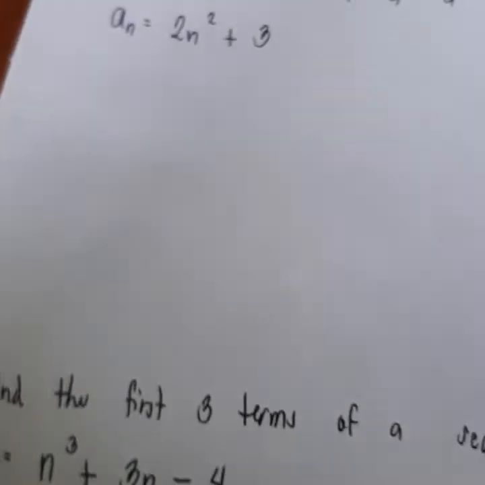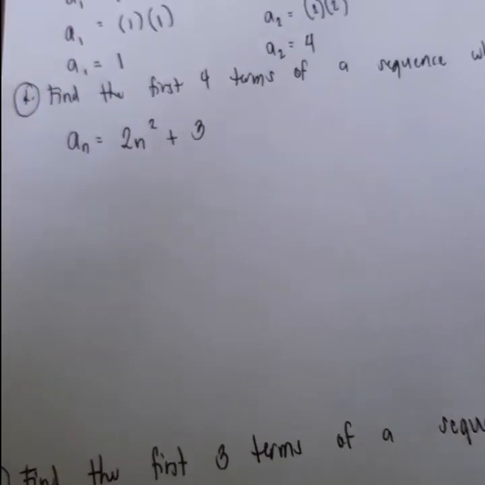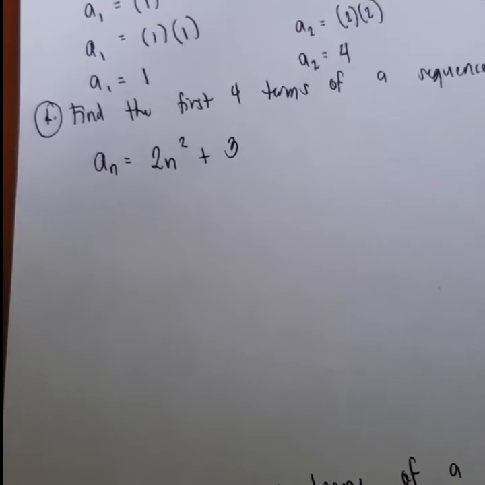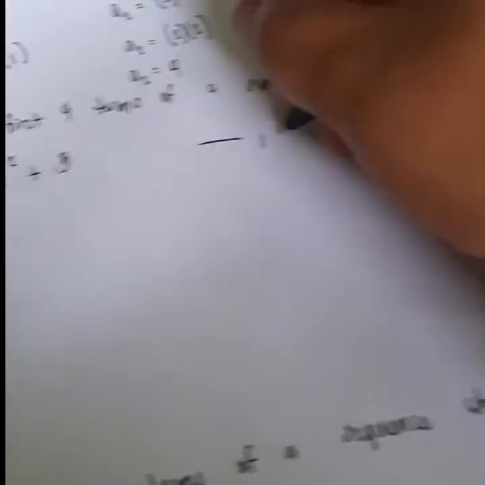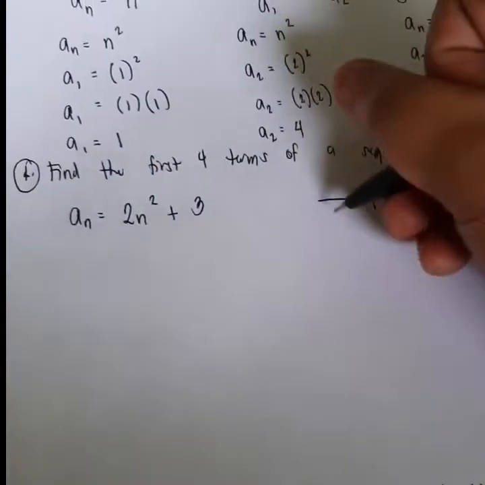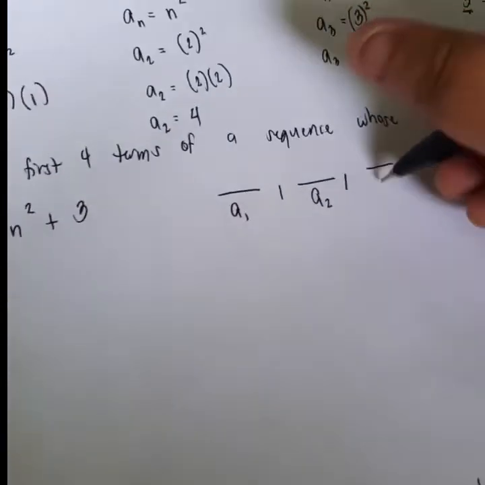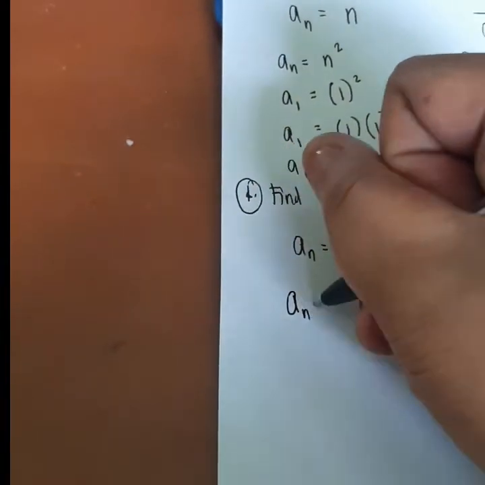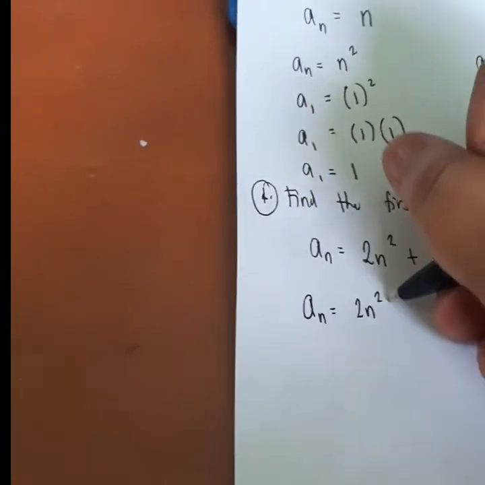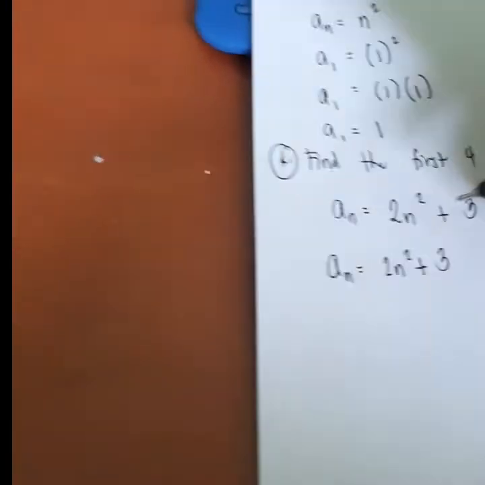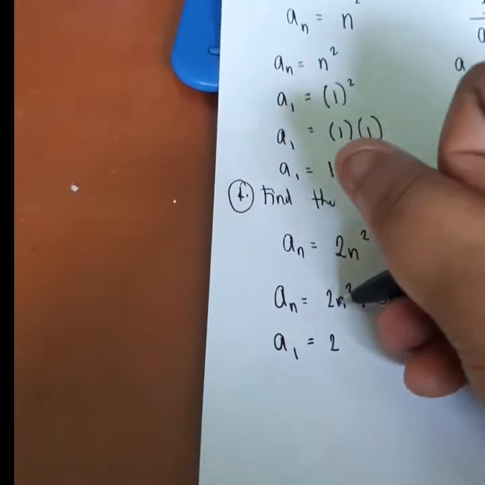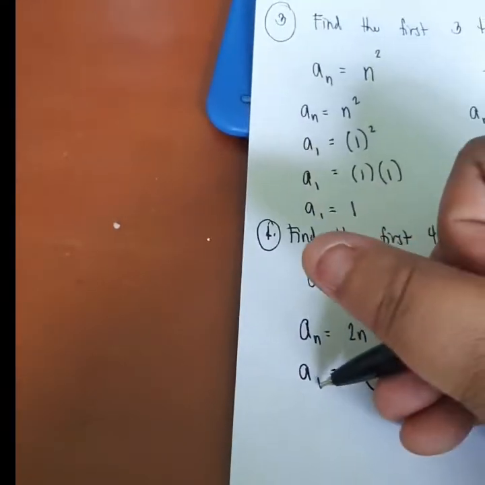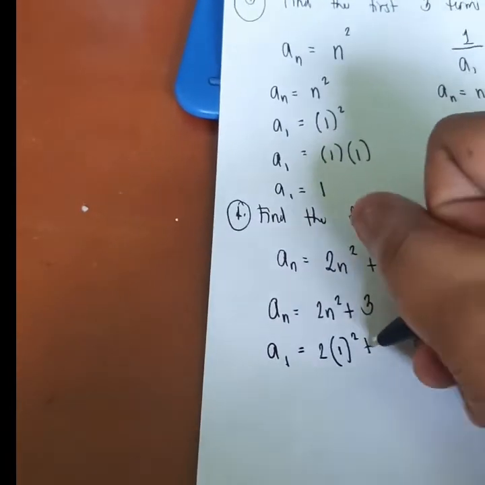Let's have example number 4. Find the first 4 terms of a sequence whose formula is a sub n is equal to 2n squared plus 3. So yes, we're going to have 4 terms. A sub 1, a sub 2, a sub 3, and a sub 4. For your a sub 1, just copy the formula first because you cannot solve without using the formula. And by substitution, you're going to have your 2. Your n will be substituted to 1 squared plus 3.